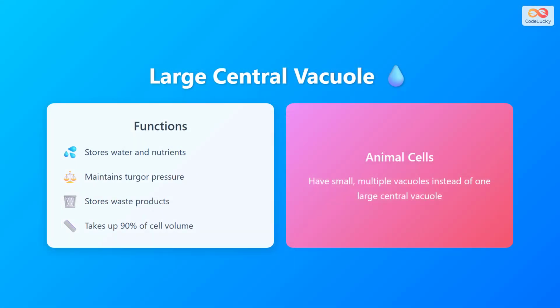The large central vacuole is a distinctive feature of plant cells. This massive storage compartment can take up as much as 90% of the cell's volume. It stores water and nutrients, helping the plant stay hydrated and nourished. The vacuole also stores waste products and maintains turgor pressure, which keeps plant cells firm and the plant structure rigid. Animal cells do have vacuoles, but they're much smaller, and there are multiple ones instead of one large central vacuole.